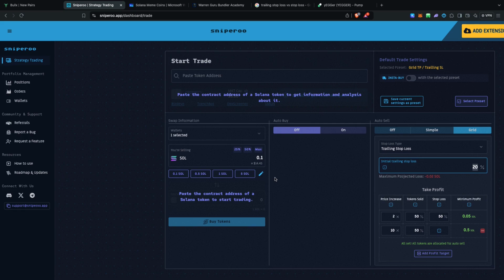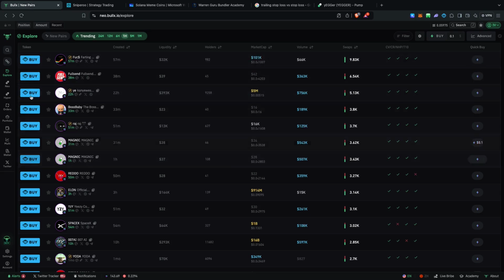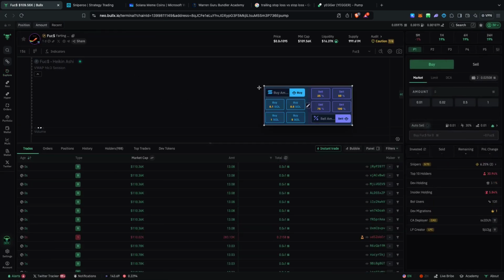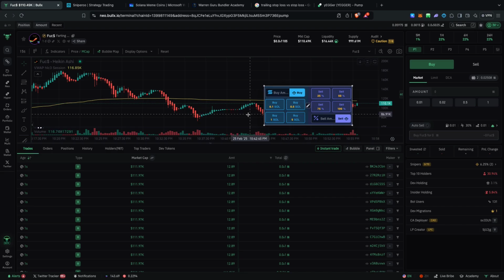Once you click the link in the description box below, make sure you create your account, make sure you deposit money in your wallet, and once you add the extension to your browser, you're going to be able to see this blue feature right over here. It's basically Sniperoo. It helps you to get in and out of trades. As you can see, this section right over here is Sniperoo. So you're going to be trading and buying all your meme coins via Sniperoo.